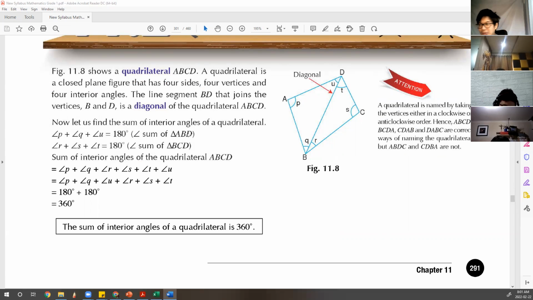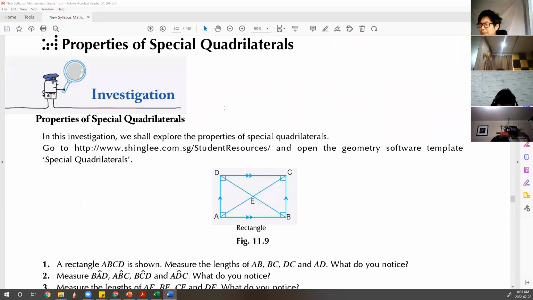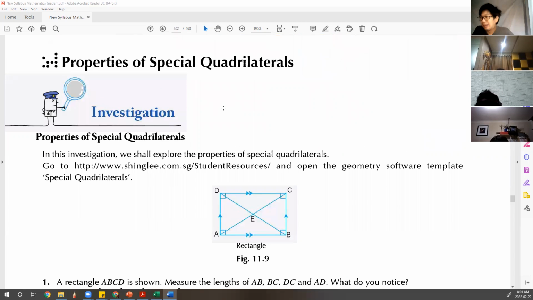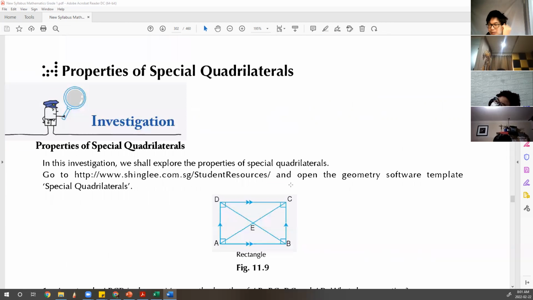Now let's go. Properties of special quadrilaterals. This is challenging. So much theory in this case. We know some of the special quadrilaterals. Some of them I can just write. It is square, rectangle, right? Rhombus. What else? Parallelogram. Whoa, so much.